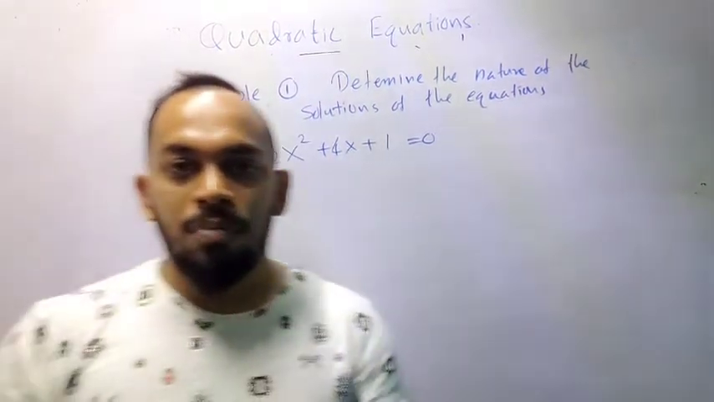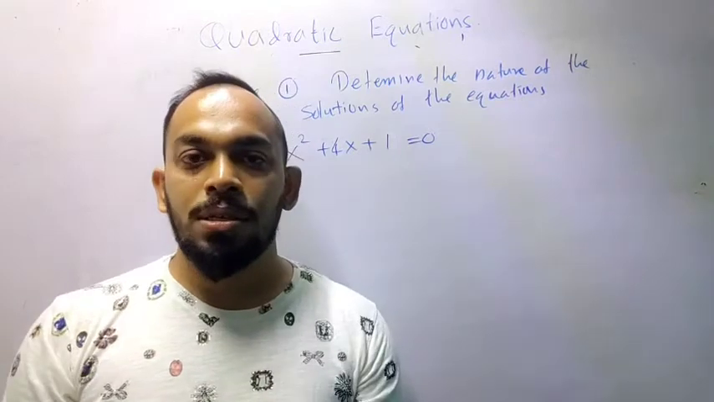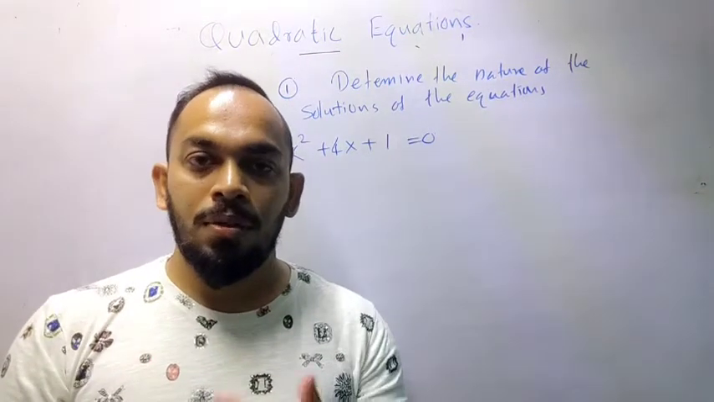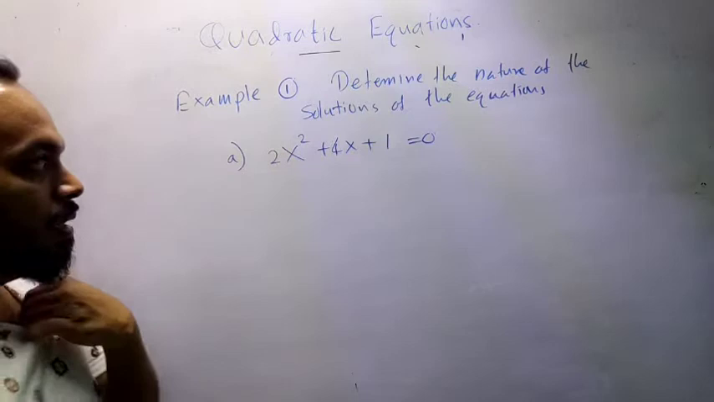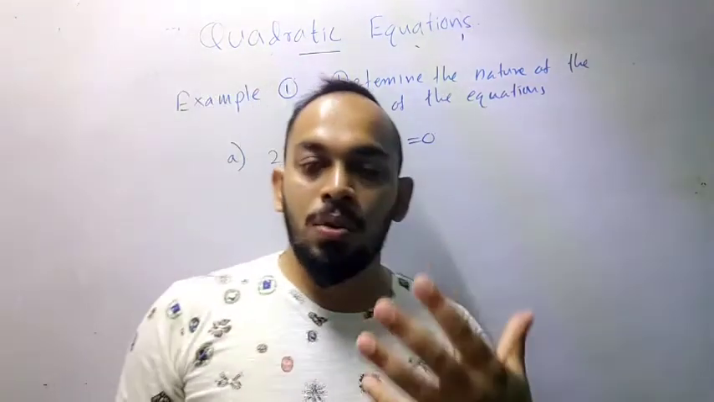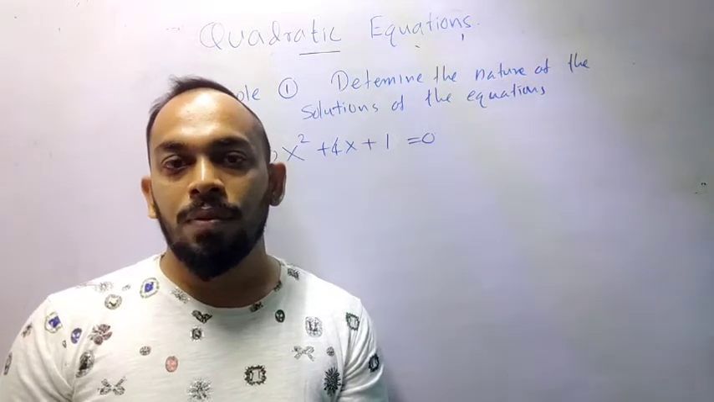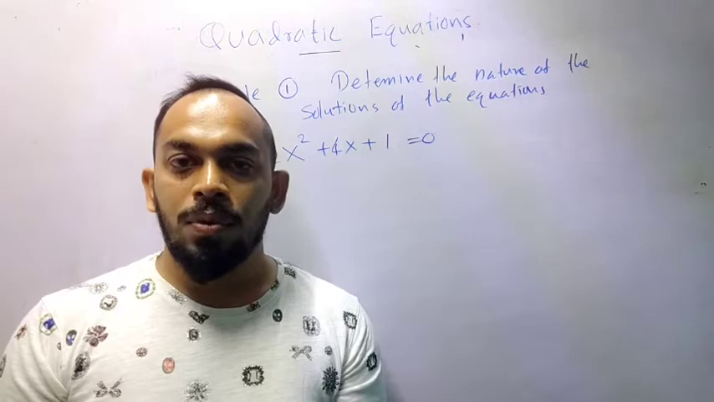Right, so in this video we will look into some questions based on the discriminant. The first kind is, say, determine the nature of the solutions of this equation. So an equation will be given and we will be asked to find the nature of this quadratic equation.